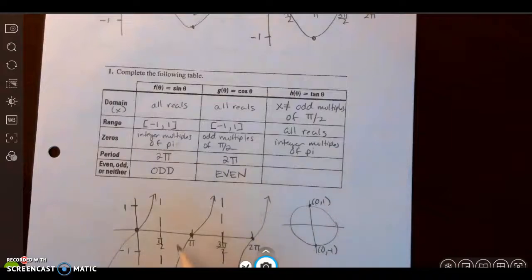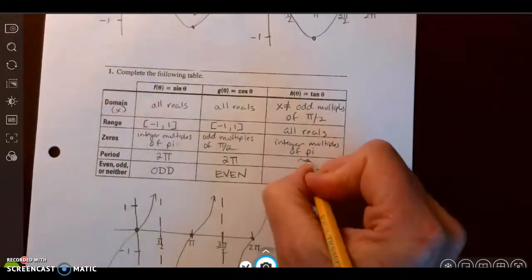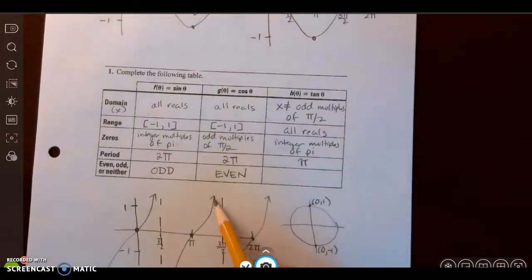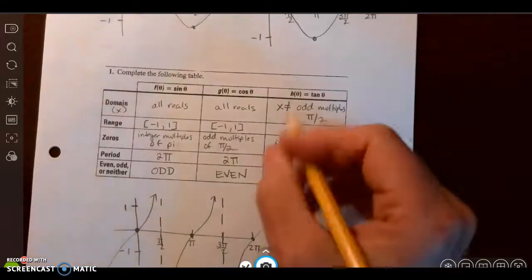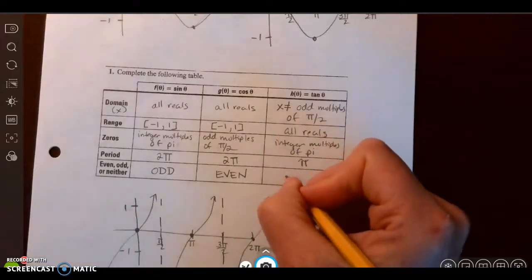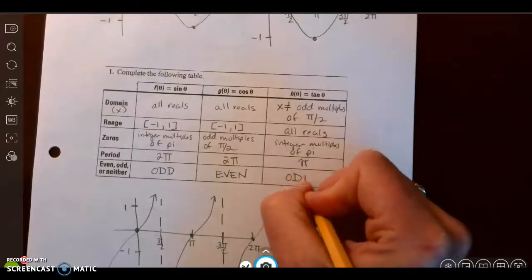The period, it only takes pi in order to have a full period. You look at, this is one full tangent curve from 1/2 pi to 3/2 pi. This distance is 1 full pi. And because of the way this curve kind of looks like our cubic curve did, this is therefore odd as well.